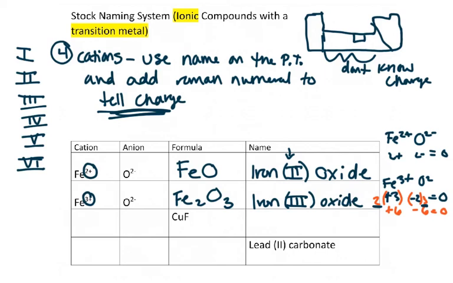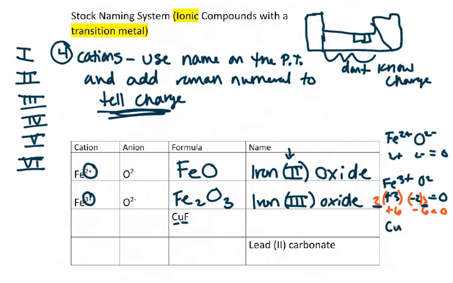Okay, this is copper and fluorine, but I can't go straight to the name because I'm going to look up copper on the periodic table and see that it's like right here. They're not next to each other, but I ran out of space. And you're going to realize it's a transition metal and you need to write the charge.